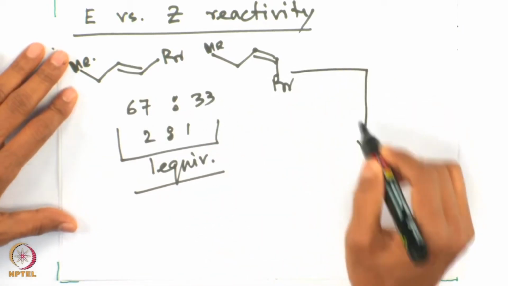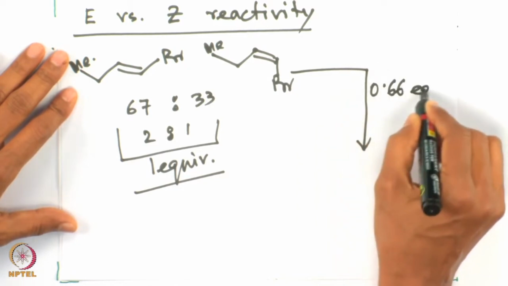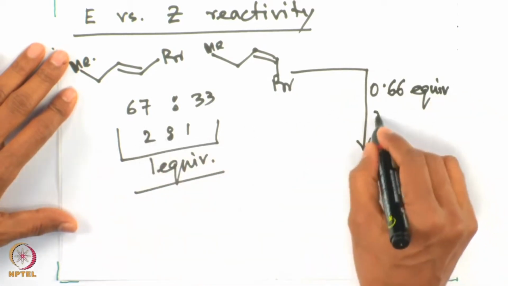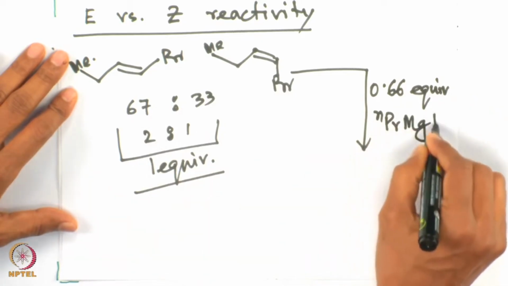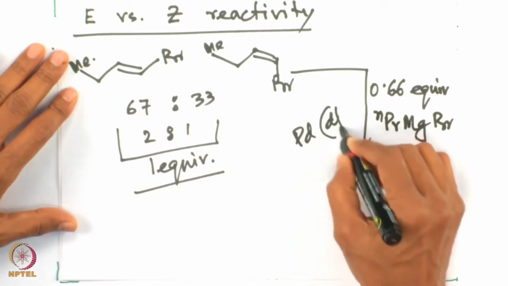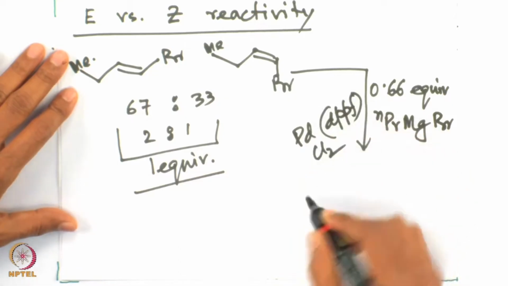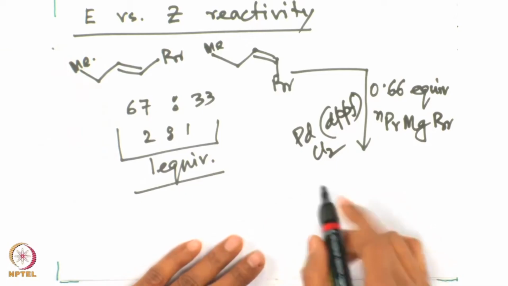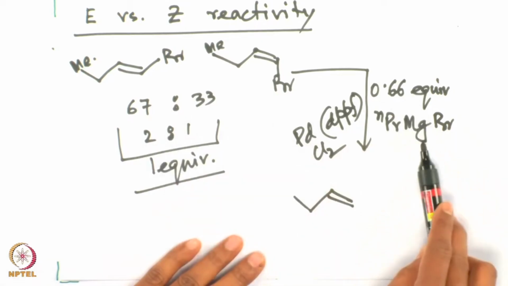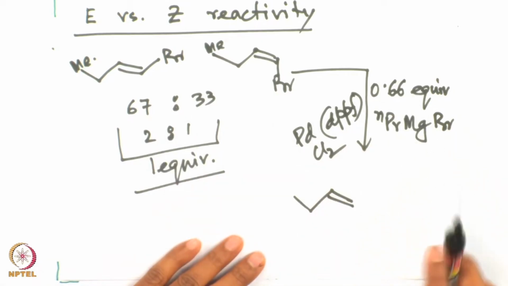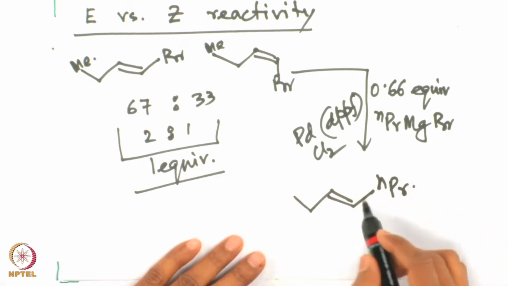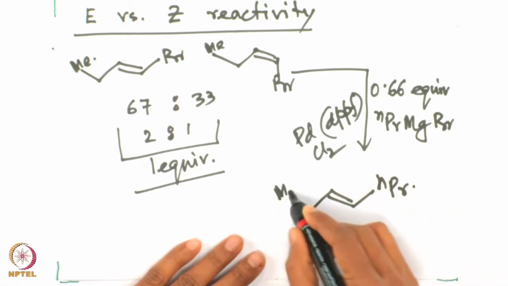And if you are reacting this with 0.66 equivalent, that means if it is 2 is to 1, you are taking 2 equivalent of N-propyl magnesium bromide. So, you are going to do the Kumada coupling in presence of the palladium catalyst, specifically let us say DPPF dichloride. Now, what is observed in these cases is, since you have 2 is to 1 and 2 equivalent of the organomagnesium reagent, you get only one of the products selectively, the trans product that is more reactive.